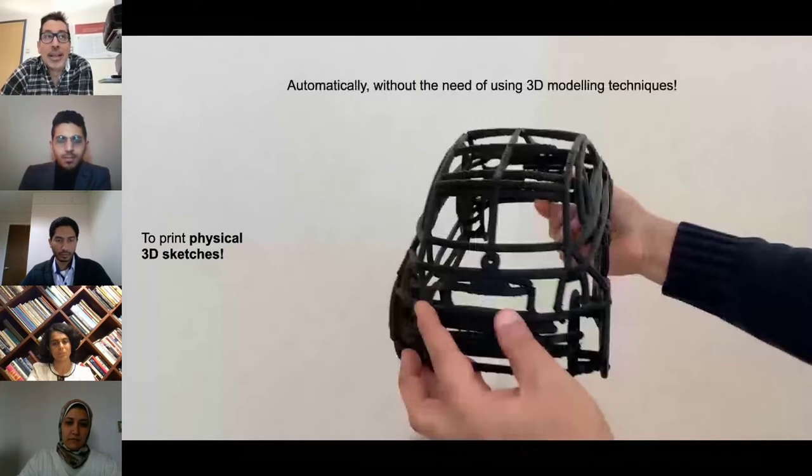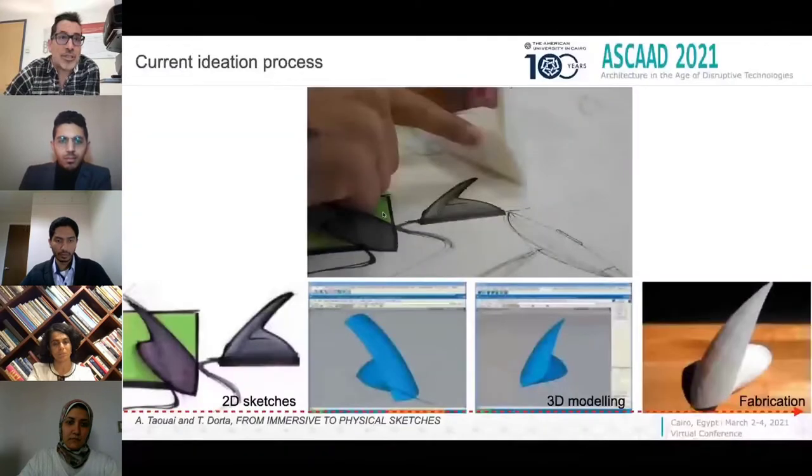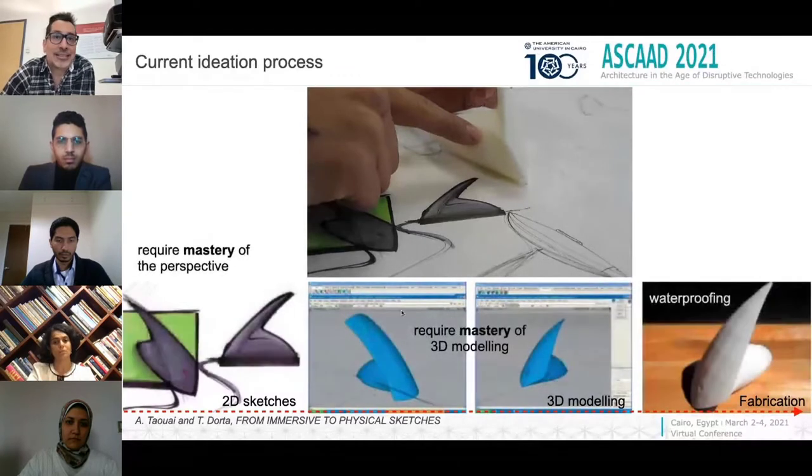So in the current ideation process, we are going from 2D sketches to 3D modeling, and then we get the fabrication. This is a very time-consuming process. We have to master the perspective for this sketch.